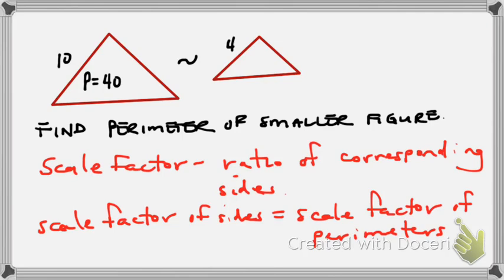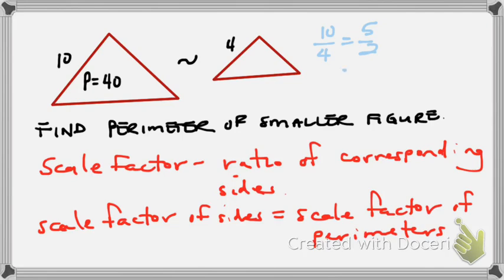So with that being said, let's go ahead and figure out the perimeter of this smaller figure. The first thing I want to do is find this. Well, I could take 10 over 4. If I reduce that to make it a little bit easier, I divide both of them by 2 and I get 5 halves. So my scale factor is 5 halves. Whenever you're writing a scale factor as an answer, your scale factor will always be in reduced form. Okay? So my scale factor is 5 halves.